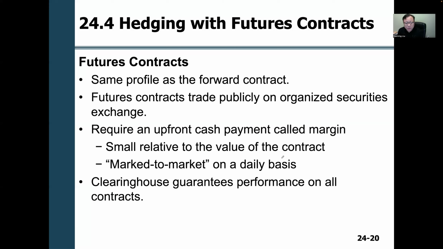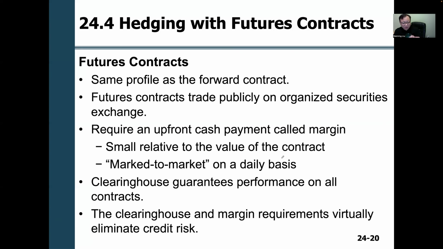The clearinghouse guarantees performance on all contracts. So you have kind of a middle guy, the clearinghouse. They will make sure that the contracts will be honored. So you are essentially eliminating that credit risk, right? Because all the participants on the market are subject to the clearinghouse. So the clearinghouse and the margin requirements virtually eliminate the credit risk.